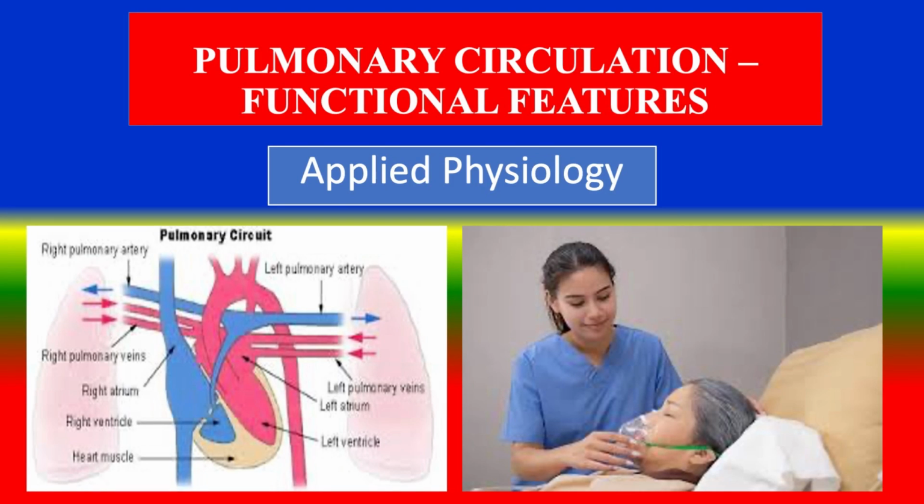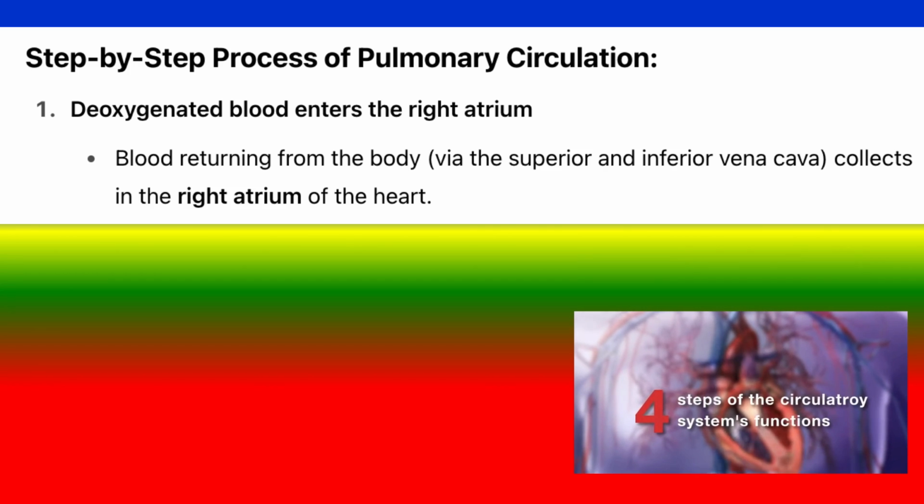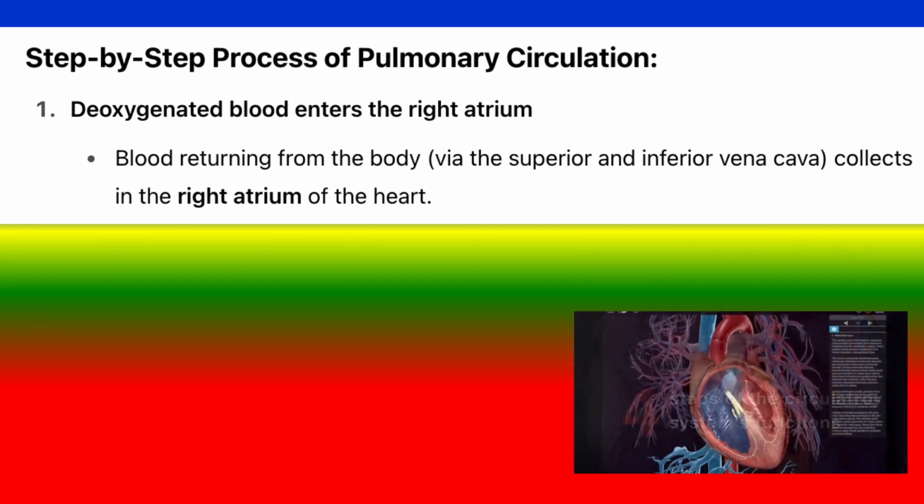Pulmonary circulation is the part of the cardiovascular system responsible for carrying deoxygenated blood from the right side of the heart to the lungs and returning oxygenated blood back to the left side of the heart. Here's a step-by-step breakdown of the process. Step-by-step process of pulmonary circulation.